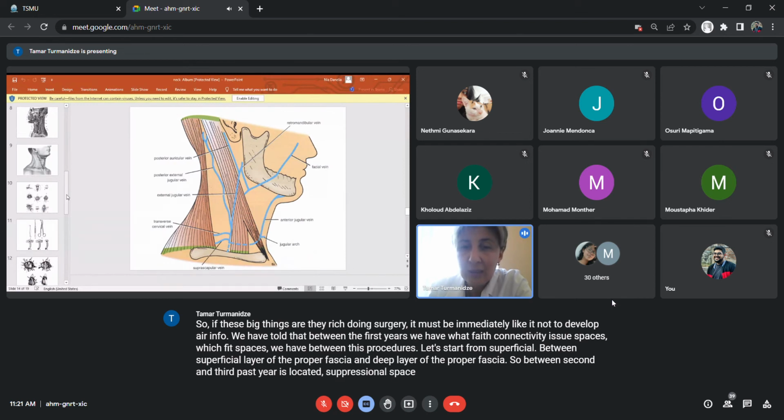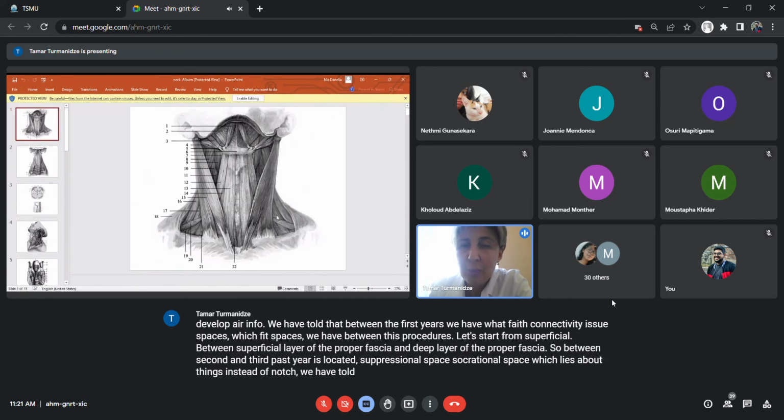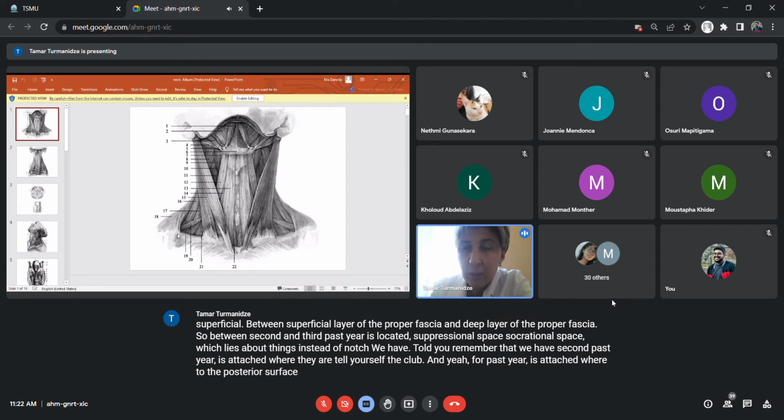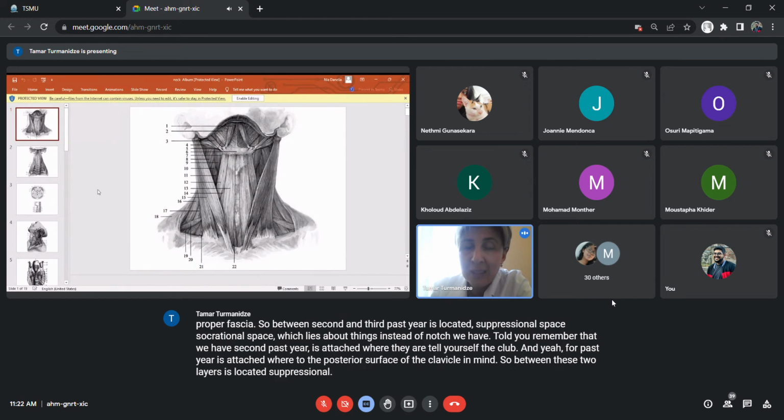Suprasternal space, which lies above the sternal notch. We have told, if you remember, that the second fascia is attached to the anterior surface of the clavicle and manubrium sterni. The third fascia is attached to the posterior surface of the clavicle and manubrium sterni. So between these two layers is located the suprasternal space.